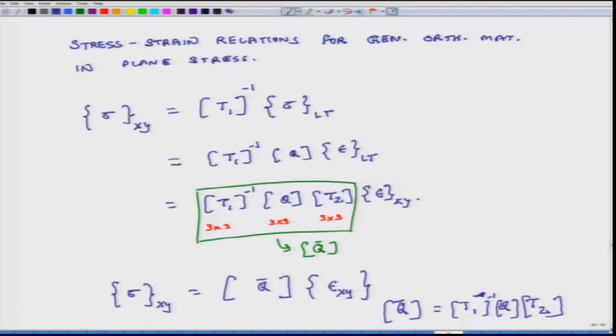So, this concludes our discussion for today, and what we have shown is that using this transformation I can compute a Q bar matrix which connects stresses and strains in xy frames for an orthotropic plate loaded in plane stress condition. That is where I would like to conclude for today, and tomorrow we will continue this discussion and develop this concept even further. Thank you.